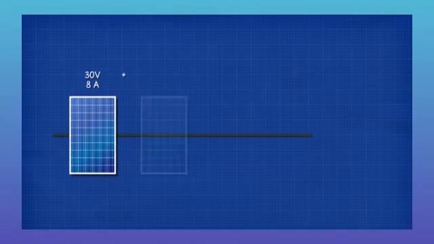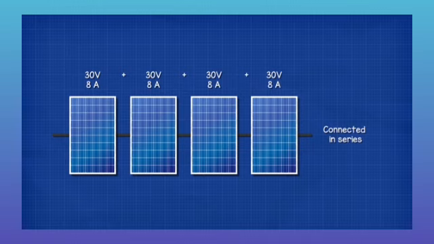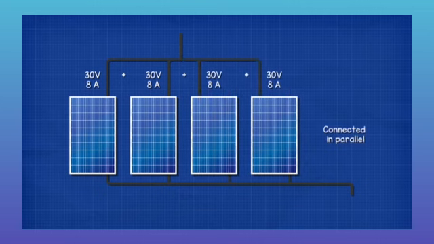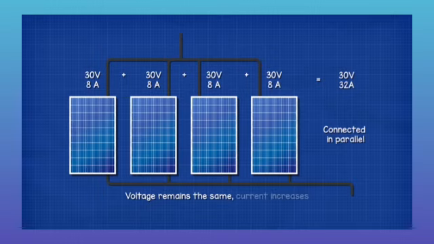If we connected 4 of these modules in series, we would get 120 volts and 8 amps. The voltage adds together, but the current remains the same. This gives us 960 watts. But if we connected 4 in parallel, we get 30 volts and 32 amps. The voltage is the same, but the current adds together. This also gives us 960 watts.